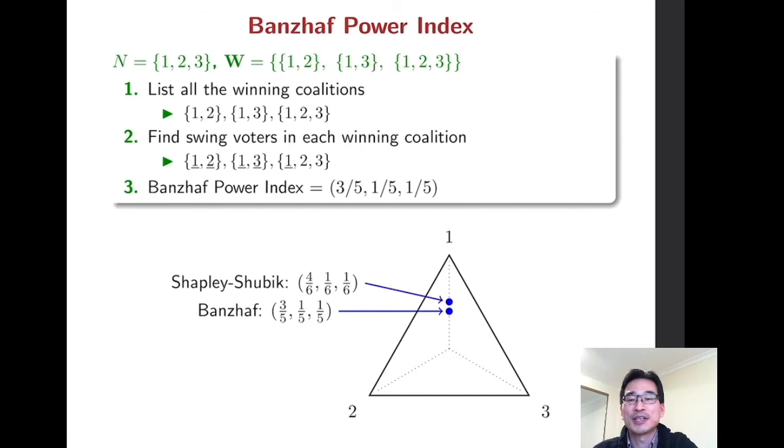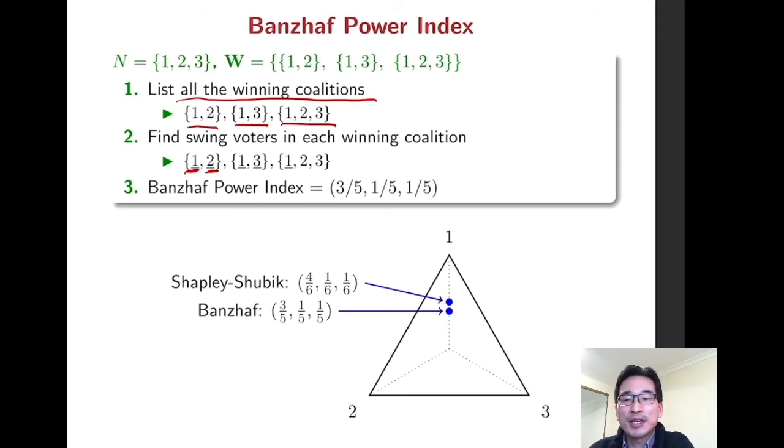What's the Banzhaf index? To compute the Banzhaf index, list all the winning coalitions first. Here we have three winning coalitions: 1, 2, 1, 3, and 1, 2, 3. Then find the swing voters in each winning coalition. For this winning coalition, if one drops out, then two cannot be a winning coalition by itself. So one is a swing voter. Similarly, in this coalition, if two drops out, then player one cannot be a winning coalition. So two is a swing voter as well. In this coalition, both player one and two are swing voters.